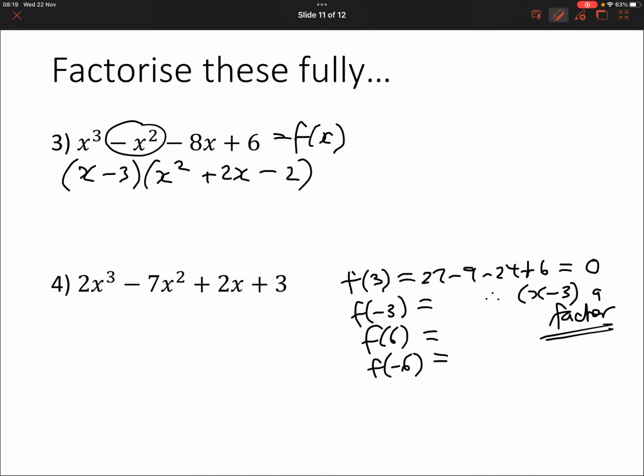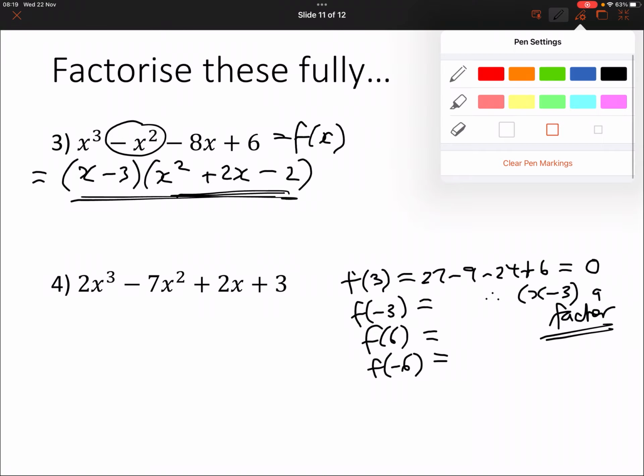I made this one up on purpose, and now I remember why. Because this quadratic doesn't factorise. So that is the answer. This is it completely factorised. Jobs are good. Okay. Handy.